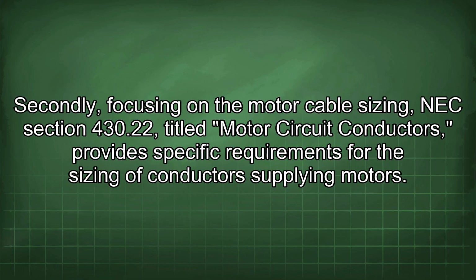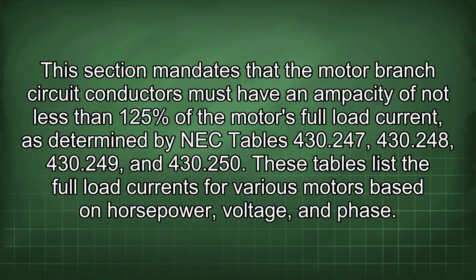Secondly, focusing on the motor cable sizing, NEC Section 430.22, titled Motor Circuit Conductors, provides specific requirements for the sizing of conductors supplying motors. This section mandates that the motor branch circuit conductors must have an ampacity of not less than 125% of the motor's full load current, as determined by NEC Tables 430.247, 430.248, 430.249, and 430.250. These tables list the full load currents for various motors based on horsepower, voltage, and phase.